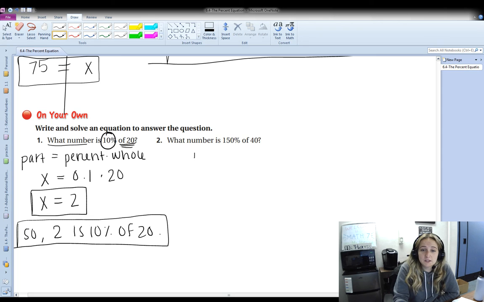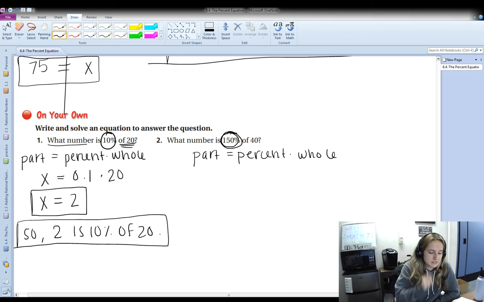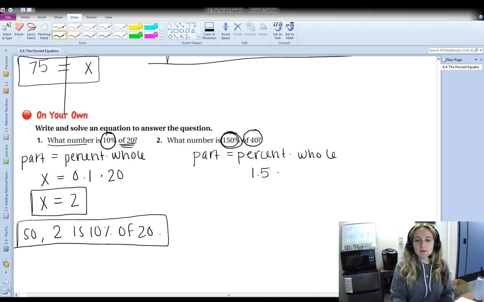Now, let's do the same thing for over here. It's going to be part equals percent times whole. It says, what number is 150% of 40? Well, remember, 150 is our percent because of the percent symbol, but we have to turn it into a decimal first. So I'm going to go 150 divided by 100. That's going to give me 1.5 times. The whole is going to be 40 because the of is in front of it.